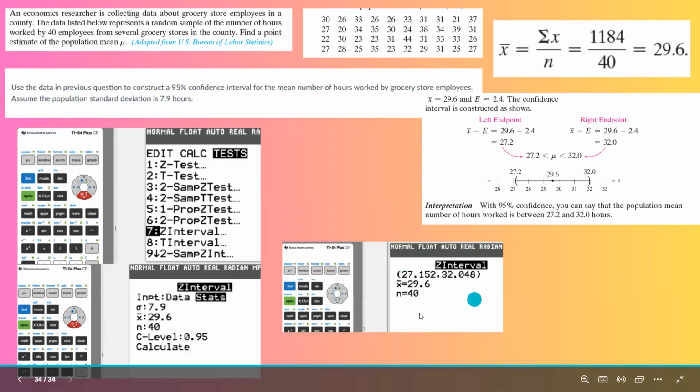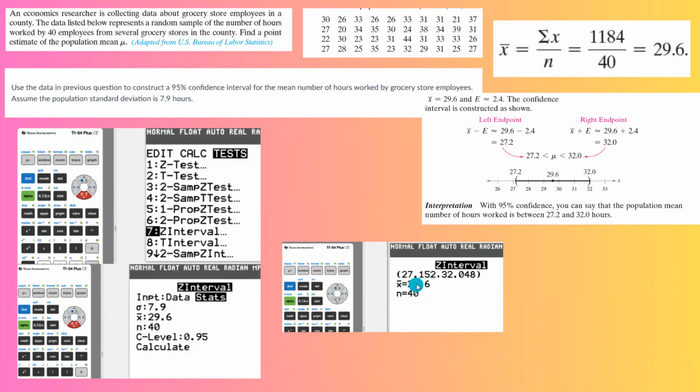Once you do the calculation, you see the confidence interval to be 27.152, which we can round to 27.15 or 27.2, and on top, 32 hours.